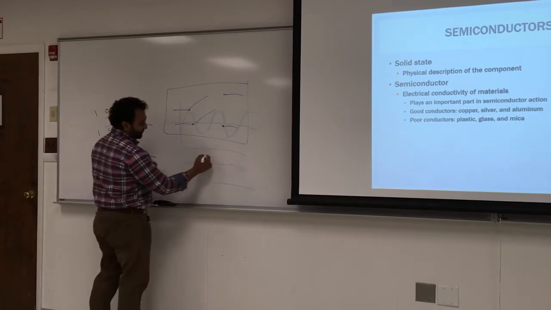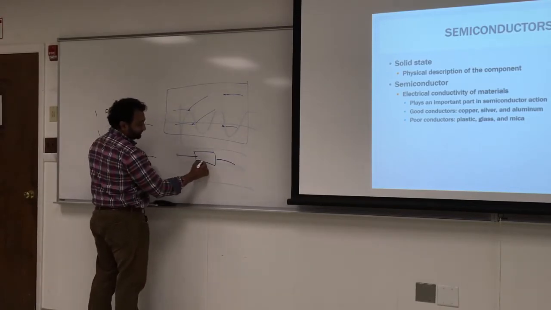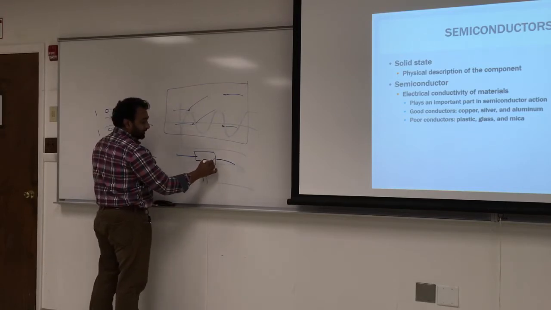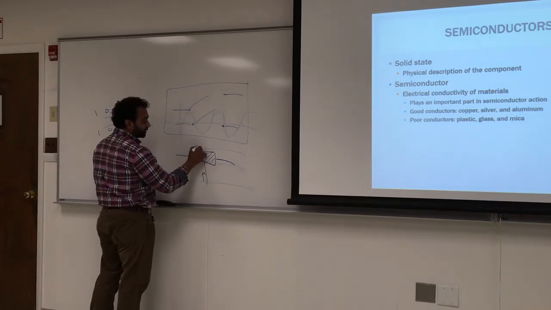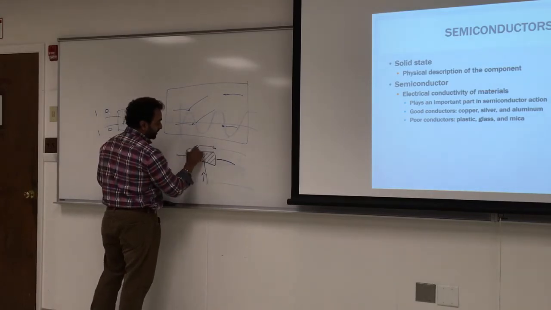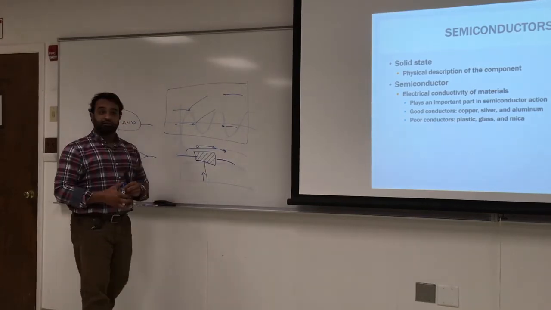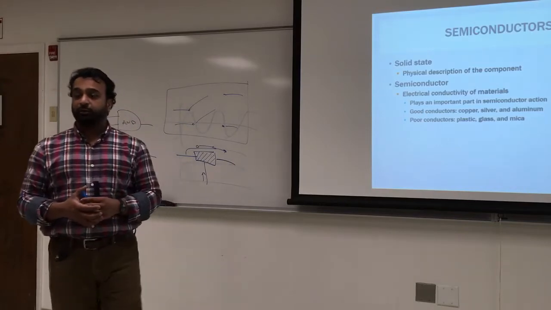Now, with semiconductor, if there is power coming here, this piece will be conductor, and this will be a closed gate. So the current will go through it. Once I de-energize this little piece of material, it becomes non-conductor, and it will insulate.